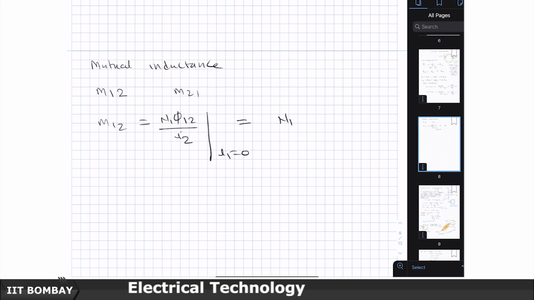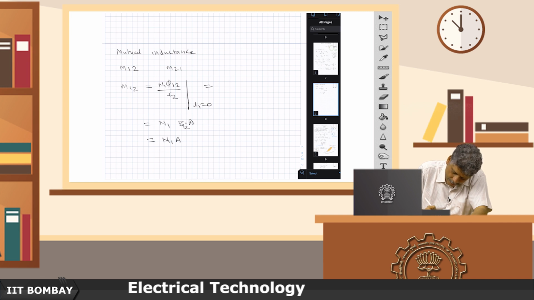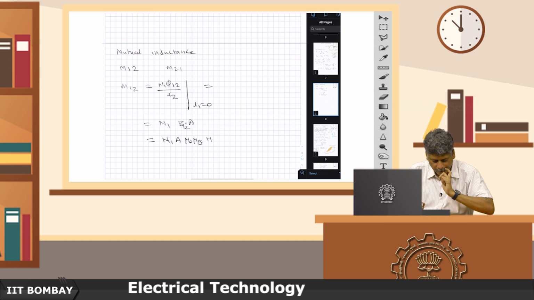Phi12 is going to be B times A, where B12, if you want, you can write it as B12 times A, which is the same as saying that B can be written as mu 0 mu r times H.